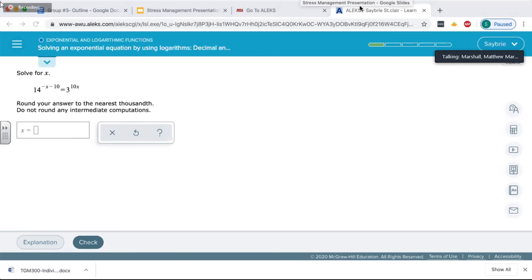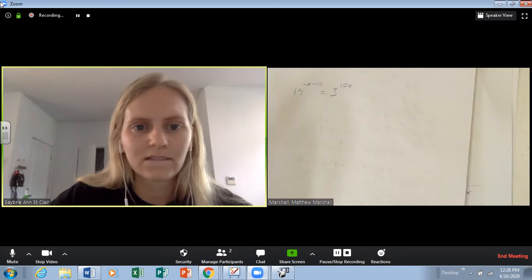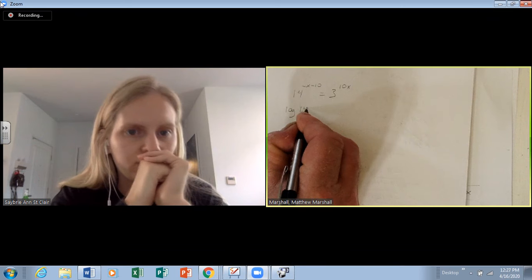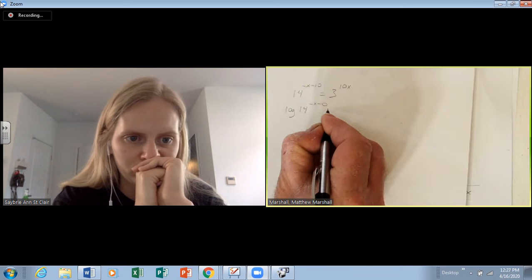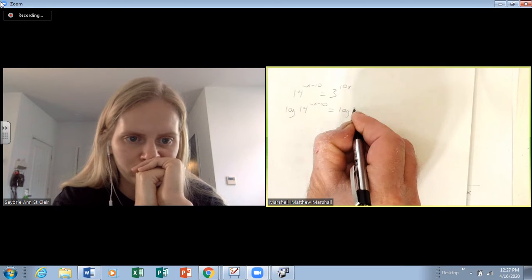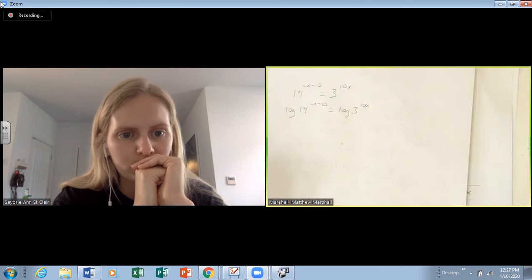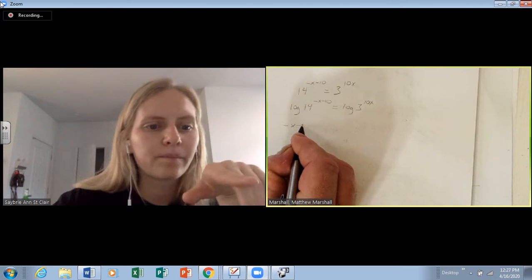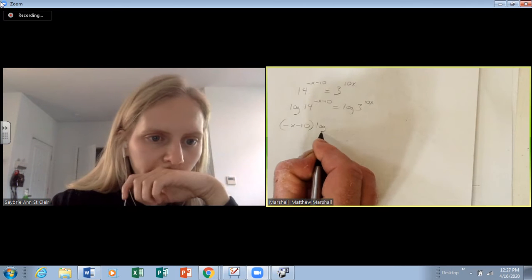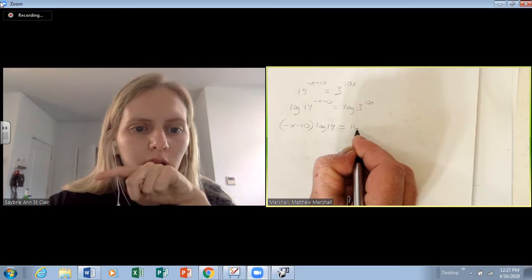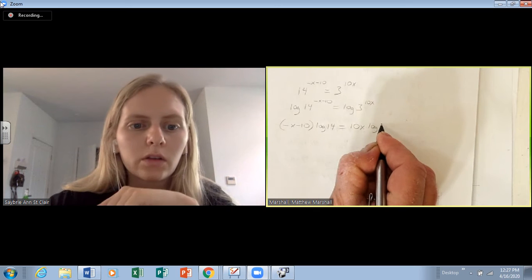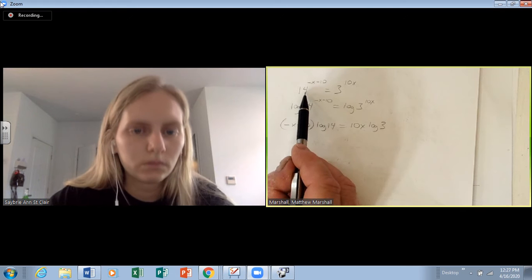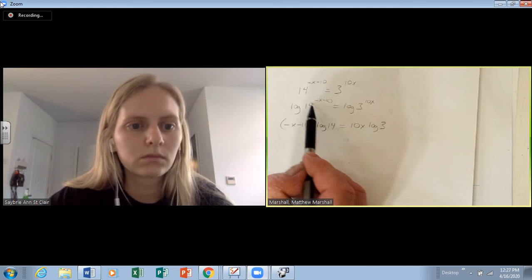Okay, this one I'm ready. Okay, so I'm going to log it out already. And then bring those pieces to the front. So it's negative x minus 10 log 14 equals 10x log 3. So all these problems are done the exact same way. You take those, log them out, write those exponents out front.